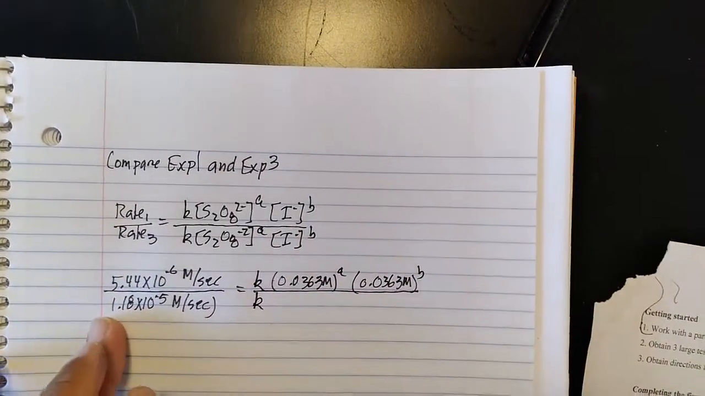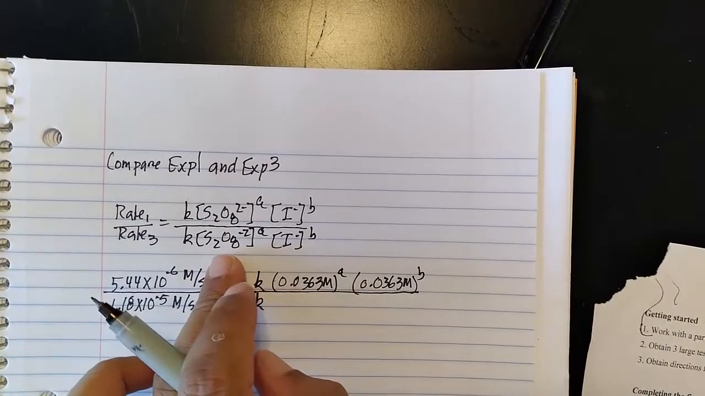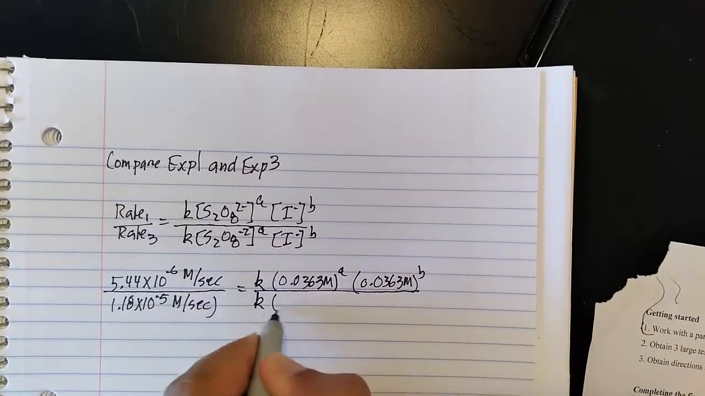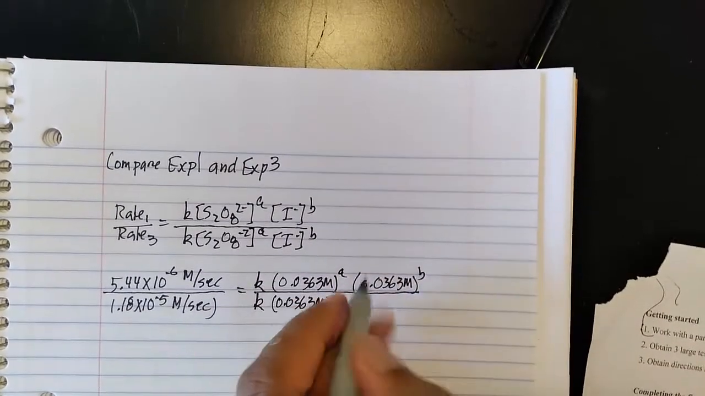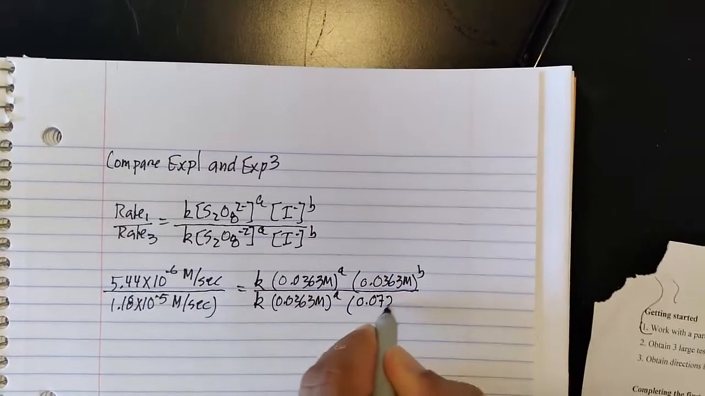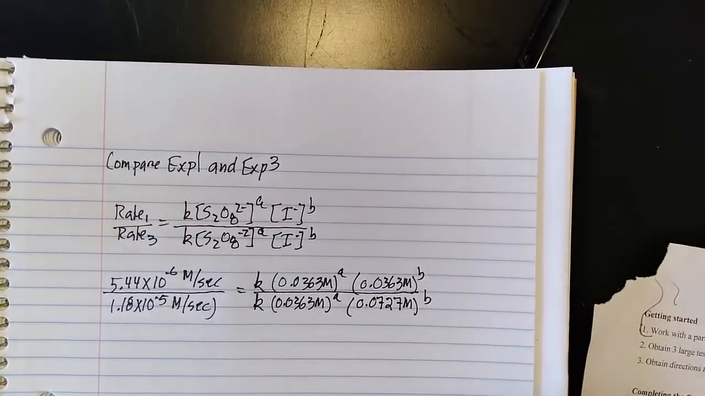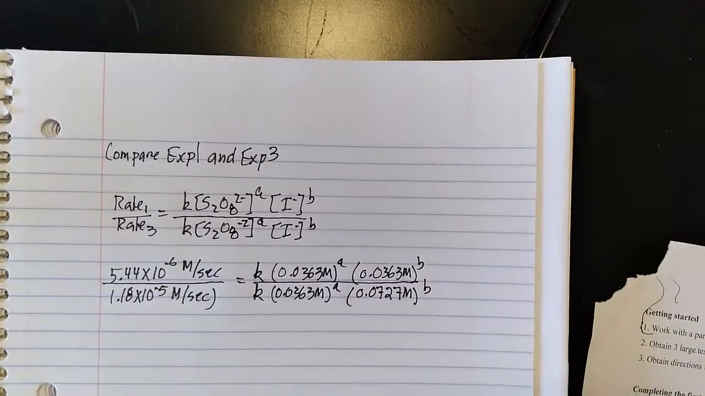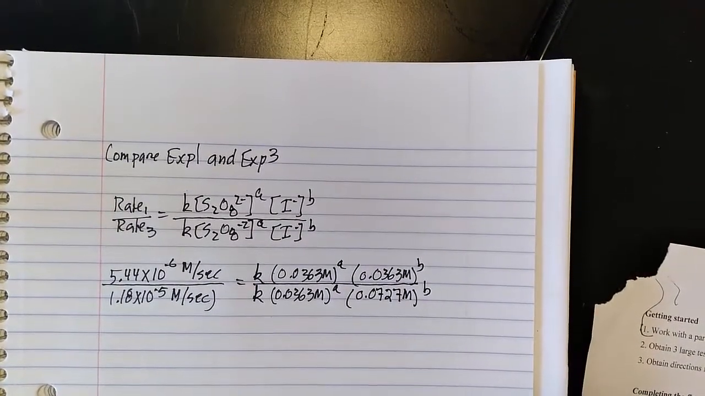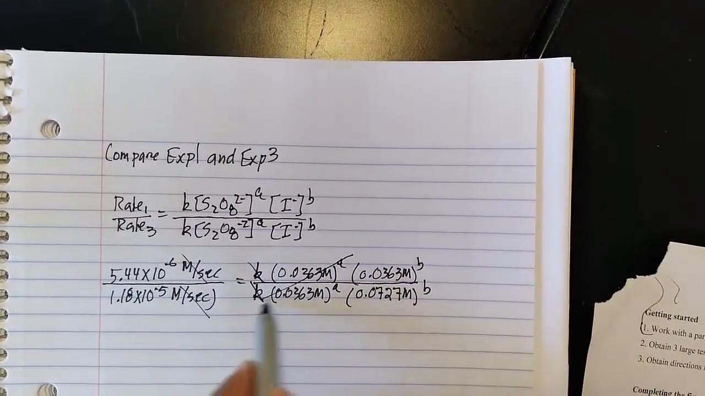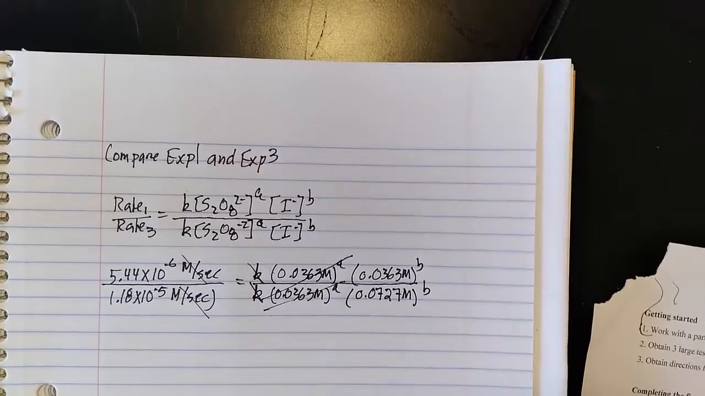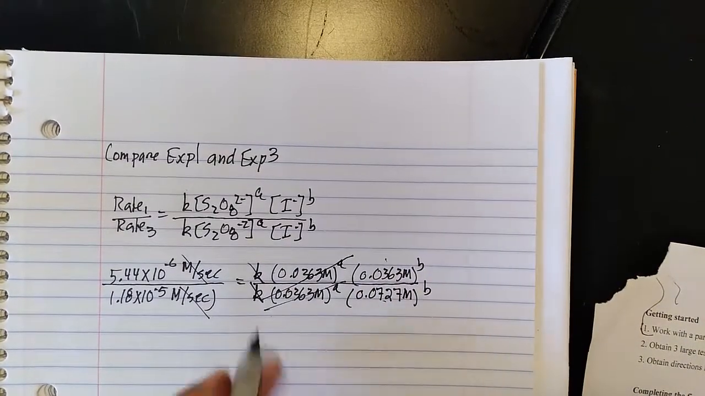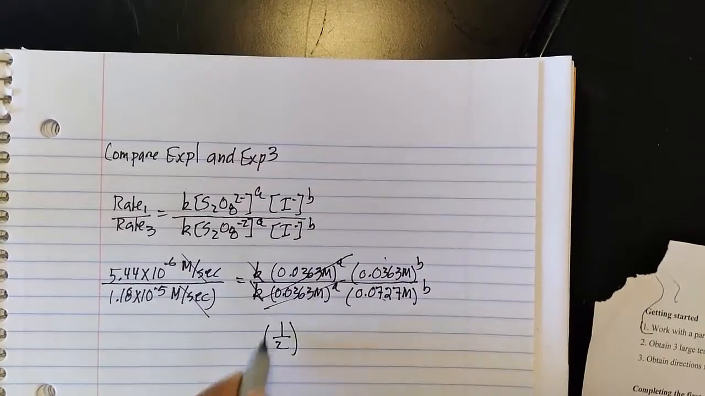All right, so now we're going to do rate 3, experiment 3 conditions. S2O8 2- for experiment 3 is 0.0363 molar to the power of a. And for I minus, it's going to be 0.0727 molar to the power of b. All right, so plugging in those appropriate concentrations for the appropriate experiments. The lowercase k rate constants cancel, this whole thing to the power of a cancels with that whole thing to the power of a. We already figured out the order a, so it's really a moot point. And this over this is 1/2 to the power of b.